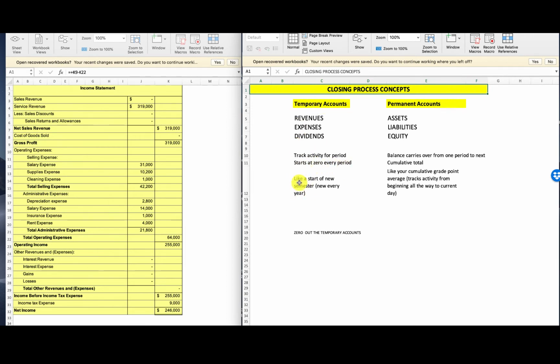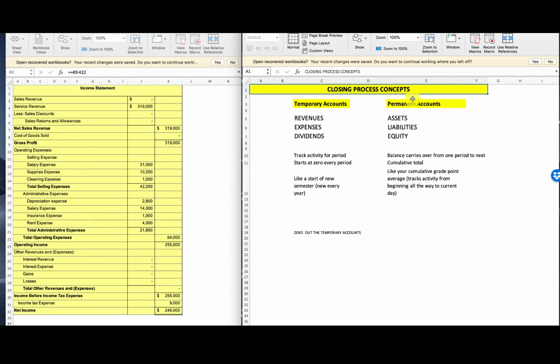And you can think of it as starting a new semester. In school, every semester, you start fresh. You start new. You start over from zero. It doesn't matter what happened last semester. Every semester is a new semester, and you start off on a level playing field with everyone else, and you can accumulate grades to do your very best.